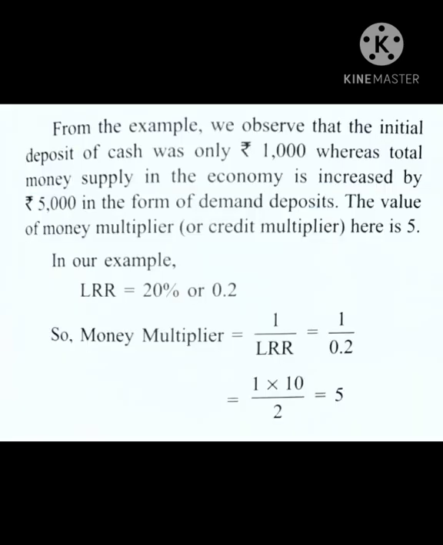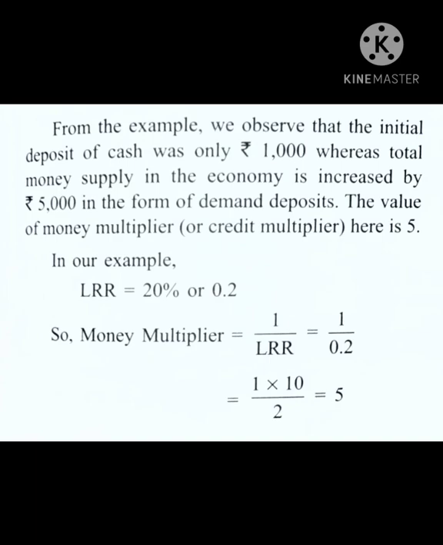Now this is the example which I have already given to you, how to calculate money multiplier, right? From the example, we observe that the initial deposit of cash is how much? 1,000, whereas total money supply in the economy is increased to how much? 5,000 in the form of demand deposit. Now how does this money increase? What is the amount of money multiplier? That means how many times it multiplies? 5 times. How will you calculate this?